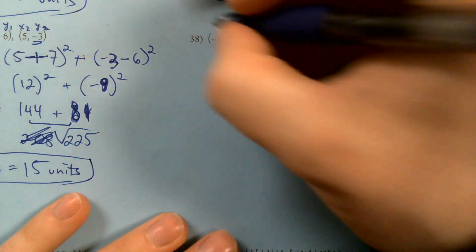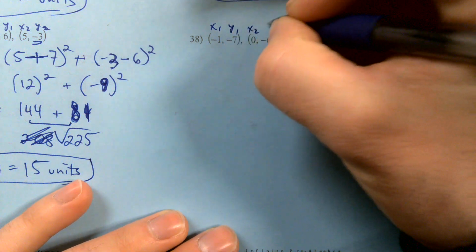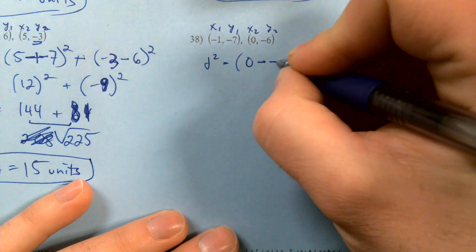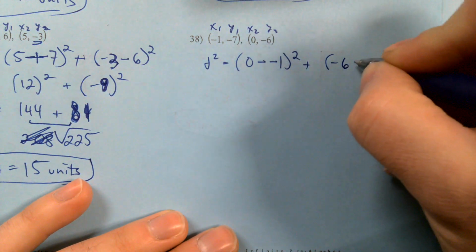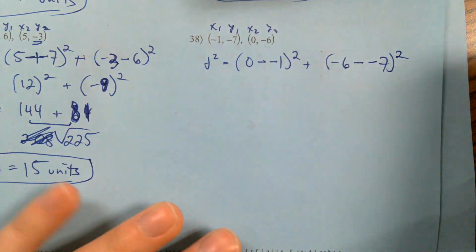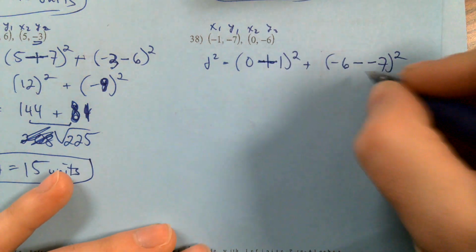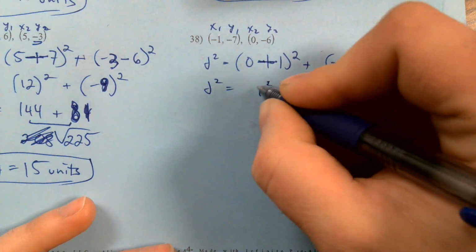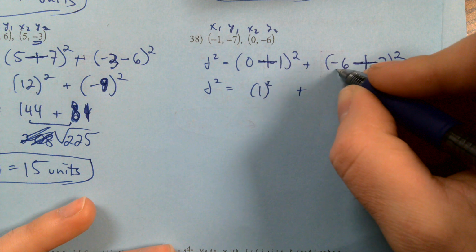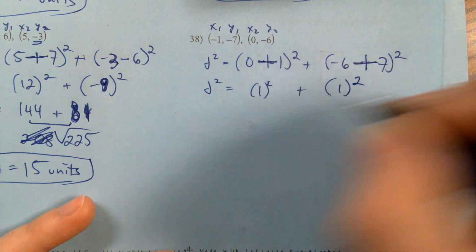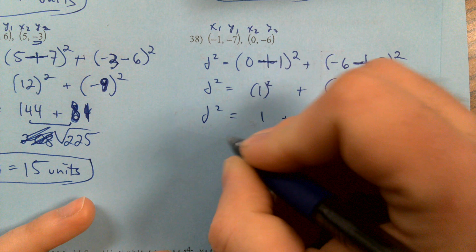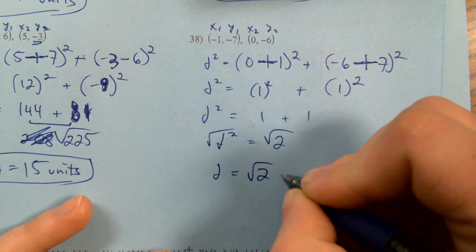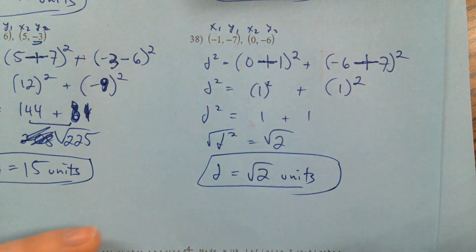And over to 38. x1, y1, x2, y2. x2 minus x1 squared plus y2 minus y1 squared. We got a lot of double negatives going on here. Make those plus signs. 1 squared plus negative 6 plus 7 gives us 1. So we got 1 plus 1, which is 2. Square root both sides, d is equal to root 2 units. And that's all we can do there for that one.